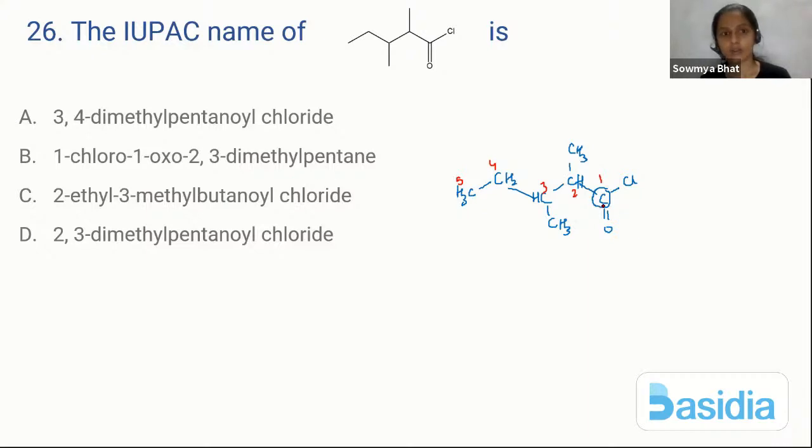And since you have numbered from here, the 3 and the 2 contain the methyl groups. So it should be 2,3-dimethyl pentanoyl, because that contains C double bond O as well as Cl. So that should be pentanoyl chloride. Option D would be the right answer.